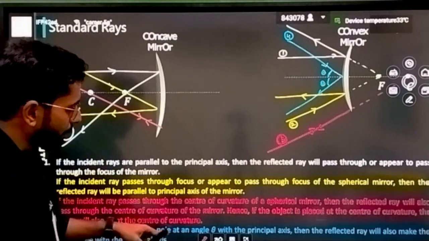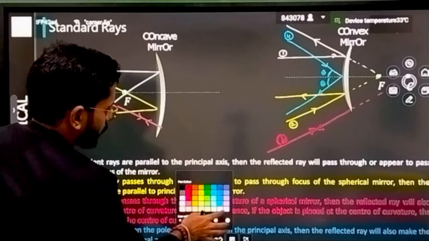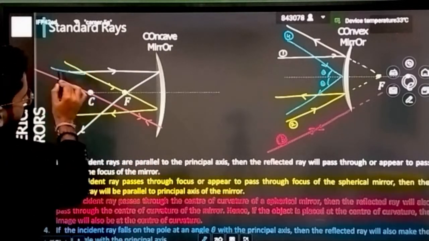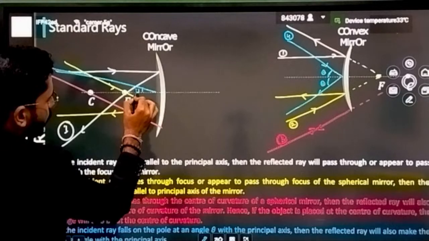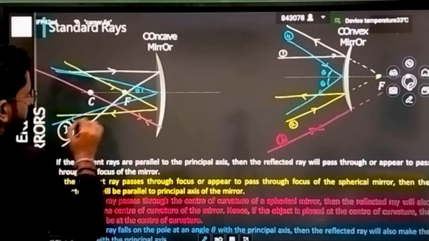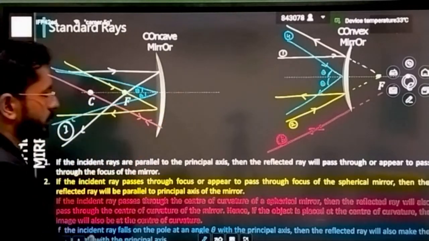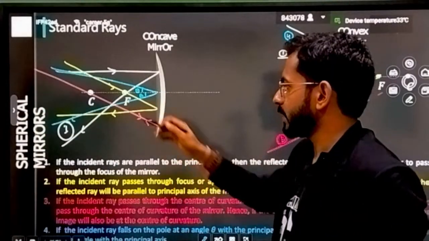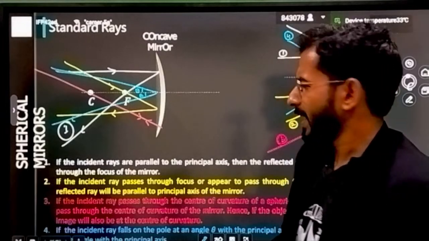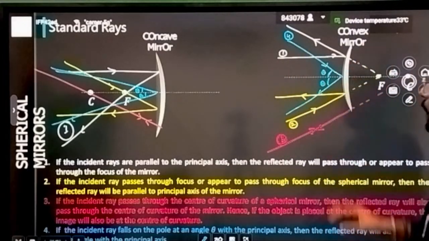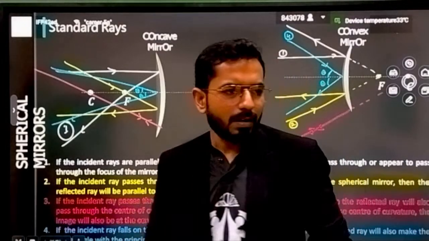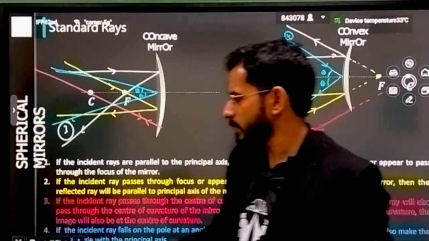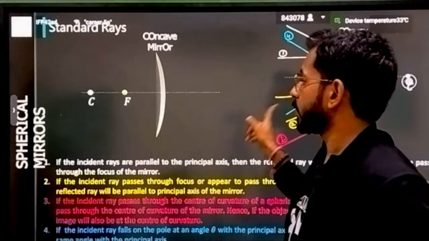If the incident ray falls on the pole, then what will be happening? So it is the property of the pole. If the incident ray is falling at some angle theta, it will reflect the light ray at the same angle theta. If incident ray is theta, reflected ray is also theta, and vice versa. Same kind of things you can say for the convex mirror also. Just here, sometimes virtual rays are forming, so you practice it by yourself. I will discuss the majority of the things for concave mirror.